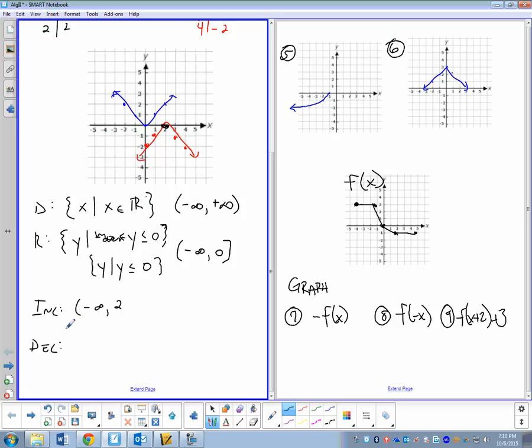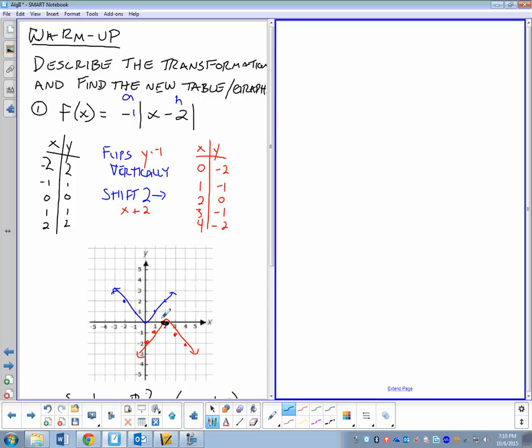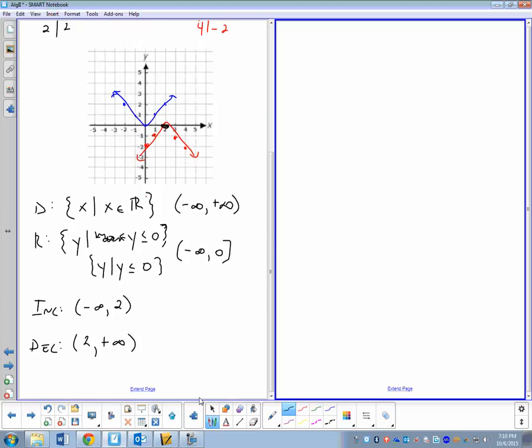Now, when you're talking about increasing and decreasing, you always have parentheses, no brackets. Because at 2, it is not increasing. It is switching from increasing to decreasing. So then that means my graph starts decreasing at positive 2. And it's going to keep decreasing forever to the right, which would be positive infinity. So basically, that's what you're doing on each of those first however many problems on your functions transformations homework assignment. All right? So let's move on to number 2.